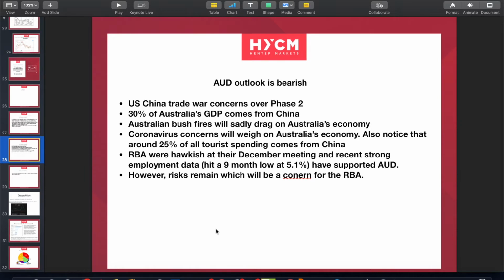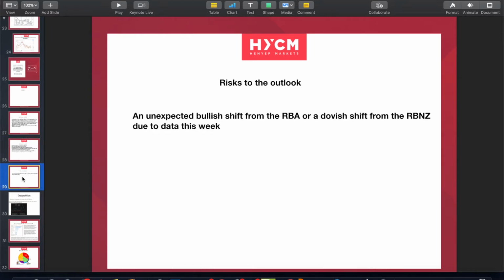Not only is there the strong trade links between Australia and China, but also note that around 25% of all tourist spending in Australia comes from the Chinese tourist market. The RBA were hawkish at their December meeting, and there has been recent strong employment data, which hit a 9-month low, for instance, at 5.1%, and that has been supporting the Australian dollar. However, the risks remain: trade war, bushfires, coronavirus. So there is a genuine concern that the Australian dollar, New Zealand dollar currency pair will reach a divergence.